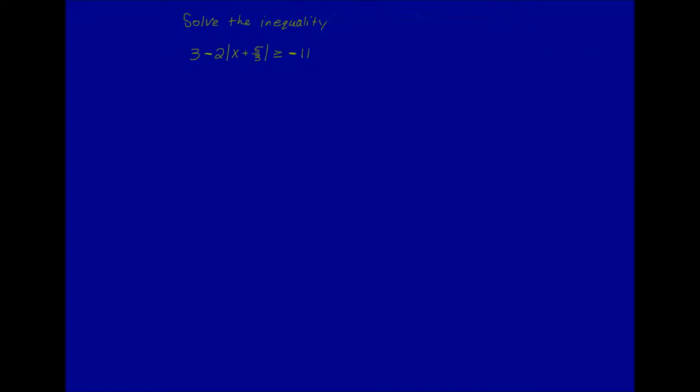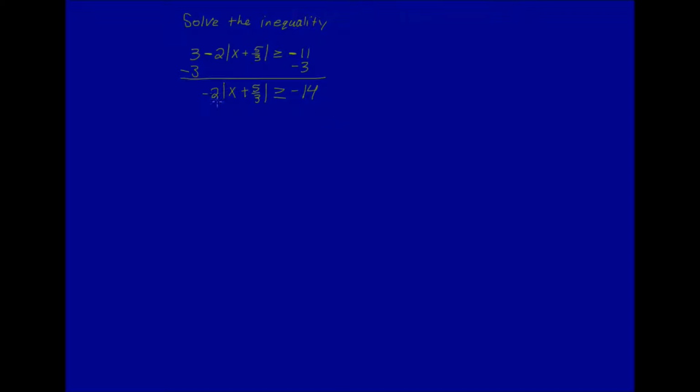Okay, in this video I'm going to solve the inequality 3 minus 2 times the absolute value of x plus 5/3 is greater than or equal to negative 11. My first step is to subtract 3 from both sides. And I have negative 2 times the absolute value of x plus 5/3 is greater than or equal to negative 14.